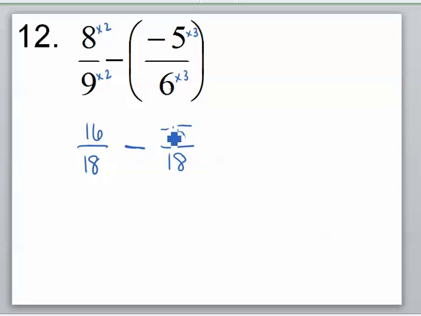So I have minus, minus. Here's your minus sign. This is where you got to make your change. So you go plus, and it's already negative, so you make it plus again. So now what you really are doing is you're adding 16 plus 15, which is 31, and keeping your denominator of 18.